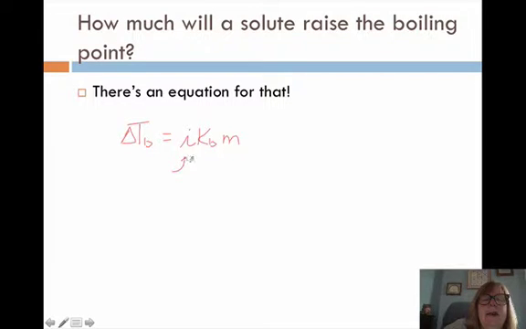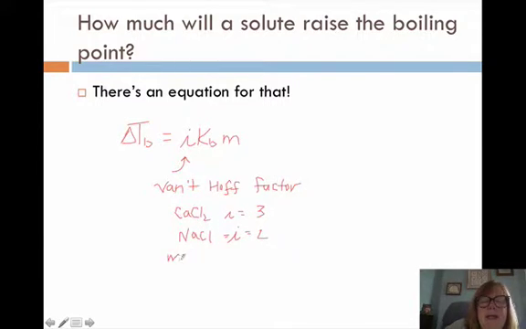All right, the i is called the van 't Hoff factor, and it is just the number of particles. So on that last slide, when I was talking about calcium chloride, the i for that was 3. Sodium chloride, the i for that is 2. Anything that is molecular, or they might just say that it's a non-electrolyte, which means it hasn't separated into particles, the i for that is just 1. Okay, that's what the i is. Kb is a constant, and you will always be given the Kb value, and it depends on the solvent. So you'll be given a list of solvents and their Kb values.